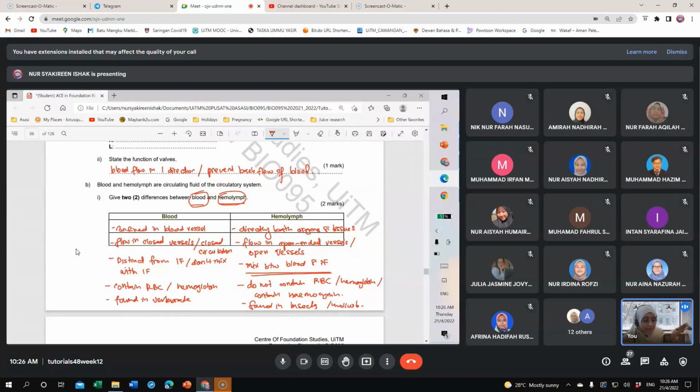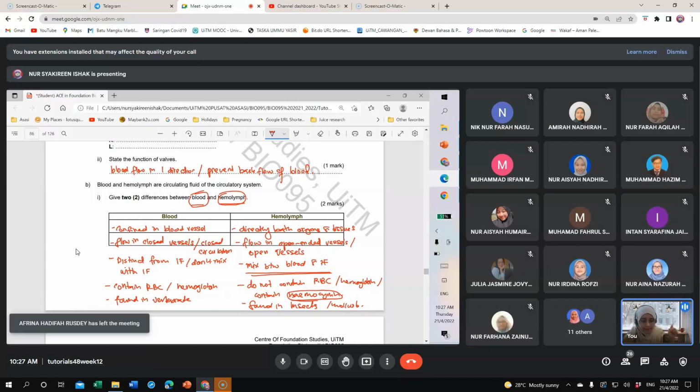Okay, so for blood, there is no mixture. The blood will not mix with the interstitial fluid, it is distinct from interstitial fluid. Obviously, blood contains red blood cells or hemoglobin. Hemolymph does not contain any red blood cells or hemoglobin, but it also has a pigment. The pigment binds to the oxygen molecule so that it can bring the oxygen to body cells for exchange. The pigment for this organism, we call it hemocyanin.